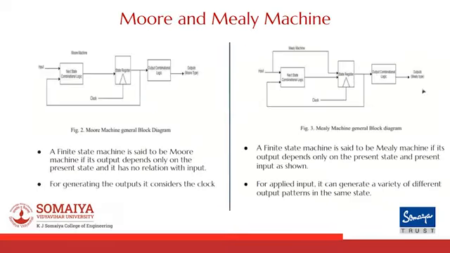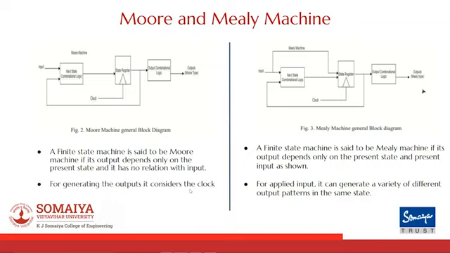On the left, there is a Moore machine with its block diagram. So what is a Moore machine? A finite state machine is said to be a Moore machine if its output depends only on the present state and it has no relation with the input. For generating the outputs, it considers the clock.